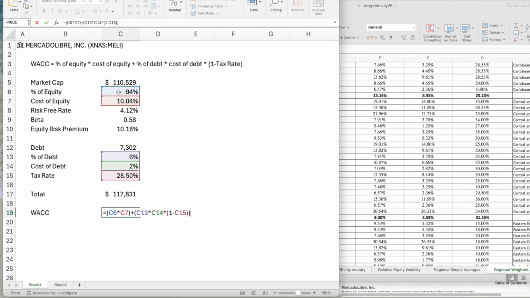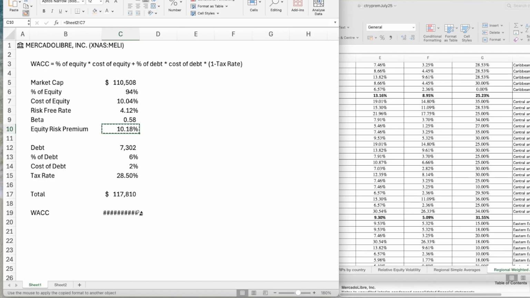Now just remember to double bracket at the end, because you have a bracket here and a bracket here. So we need 2 at the end. And there we have it. Just format it to 2 decimal places. And there's your WACC, 9.51%.